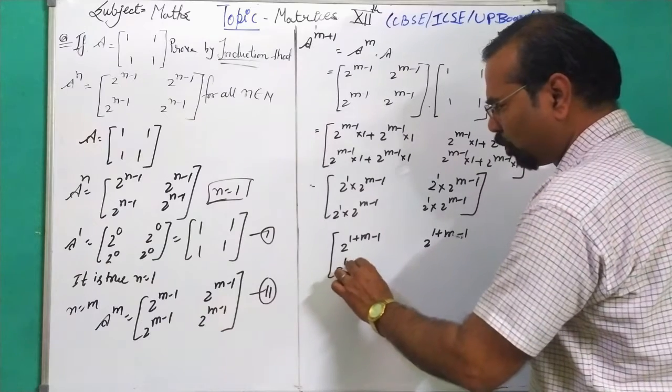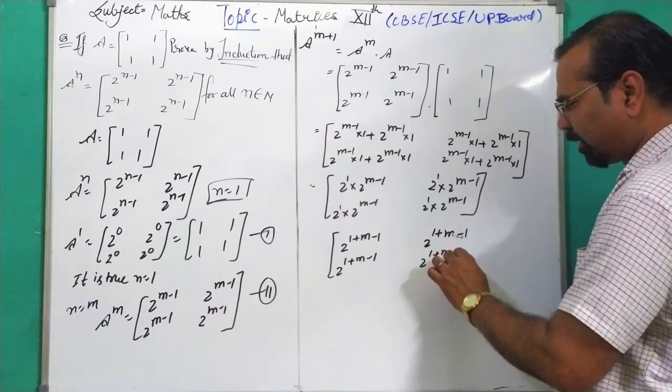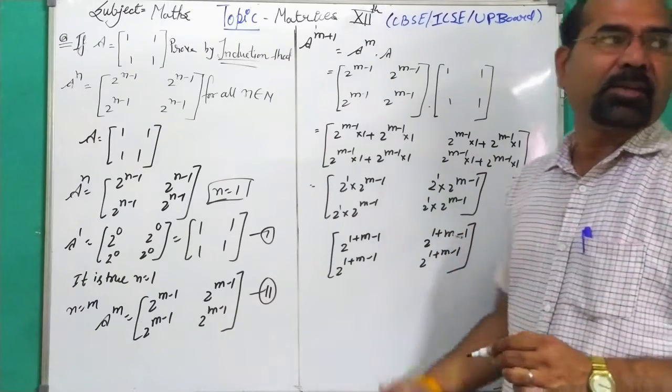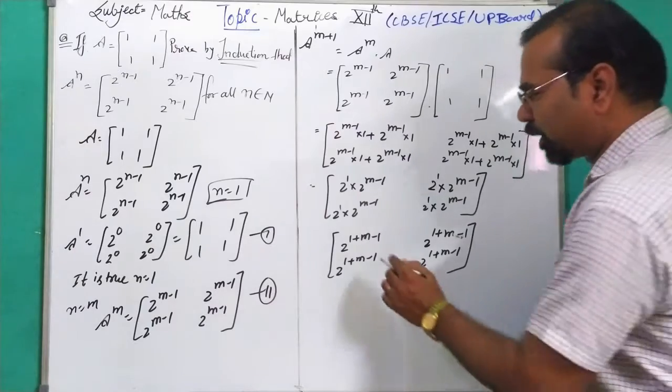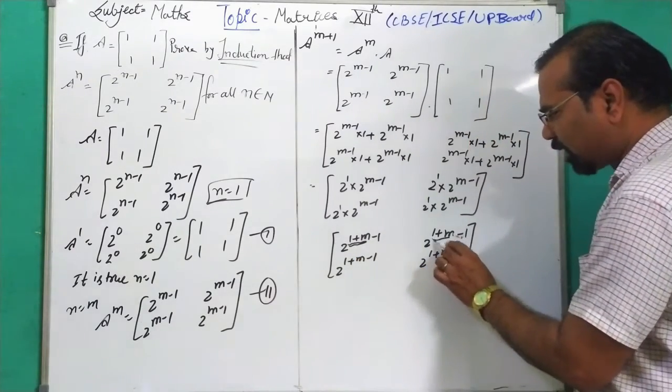And next, 2 raised to the power 1 plus m minus 1, the value is 1 plus m, minus 1. So now we have to prove that it is also true for the value 1 plus m.